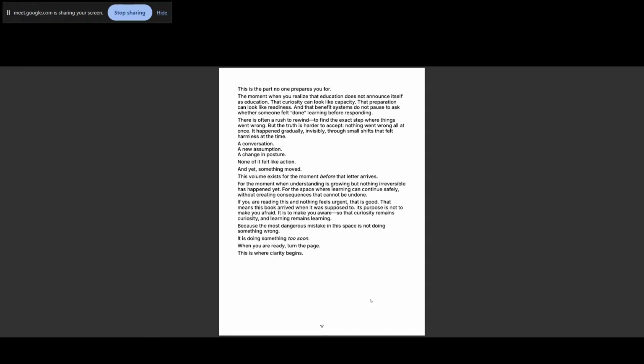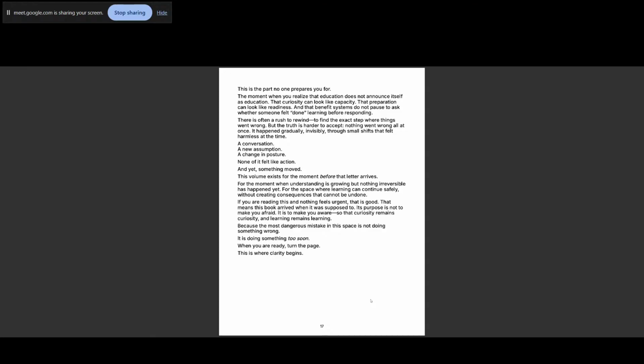There is often a rush to rewind, to find the exact step when things went wrong. But the truth is harder to accept. Nothing went wrong all at once. It happened gradually, visibly, through small shifts that felt harmless at the time. A conversation, a new assumption, a change in posture. None of it felt like action, and yet something moved.